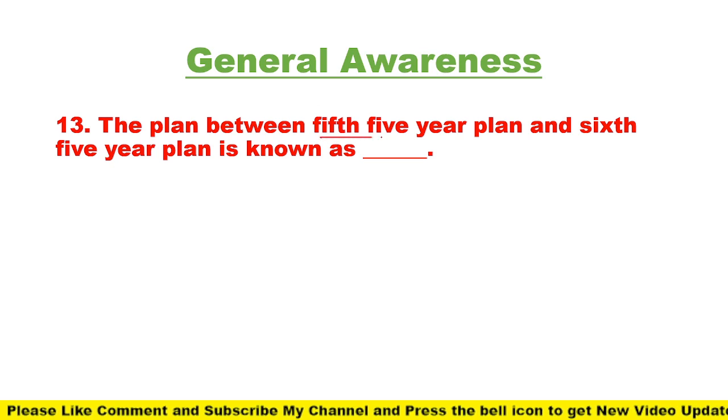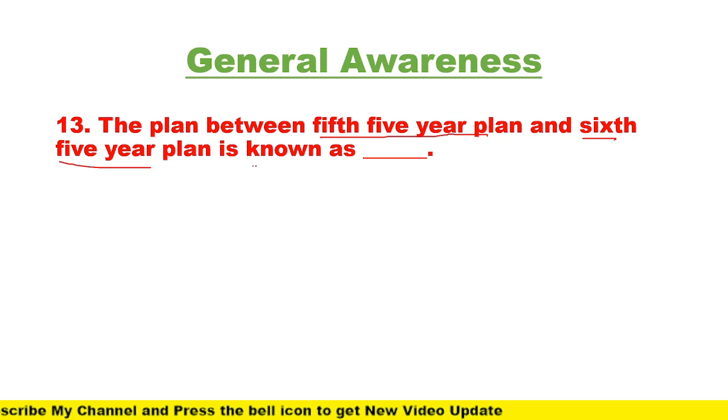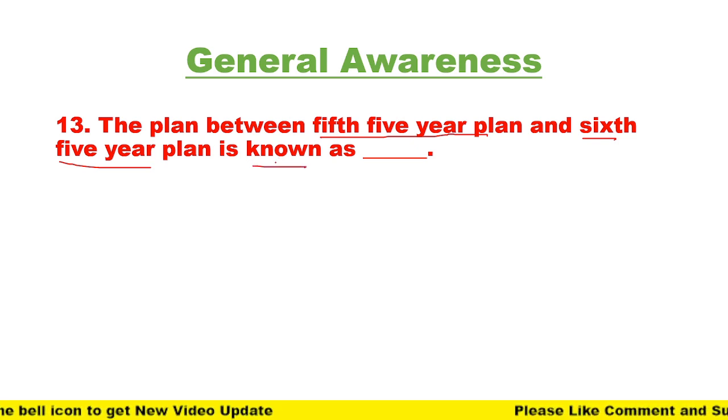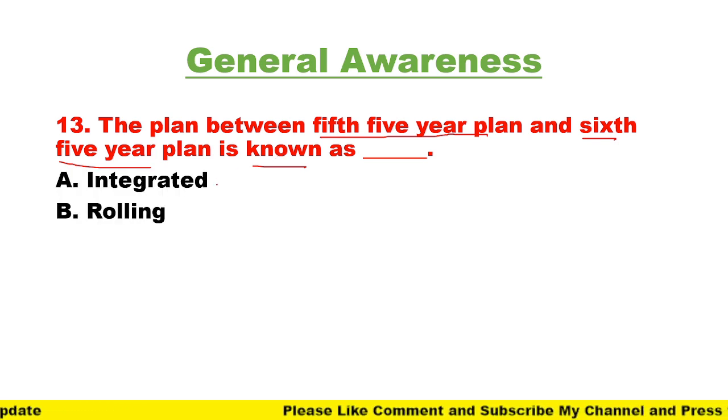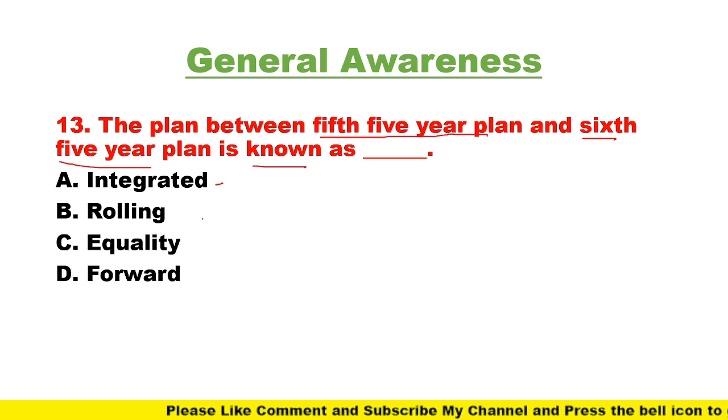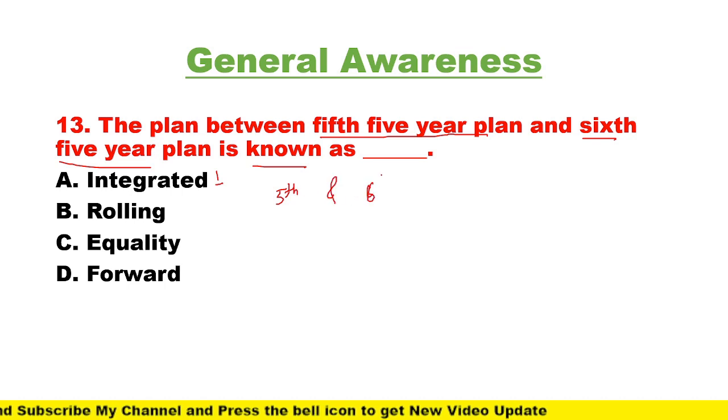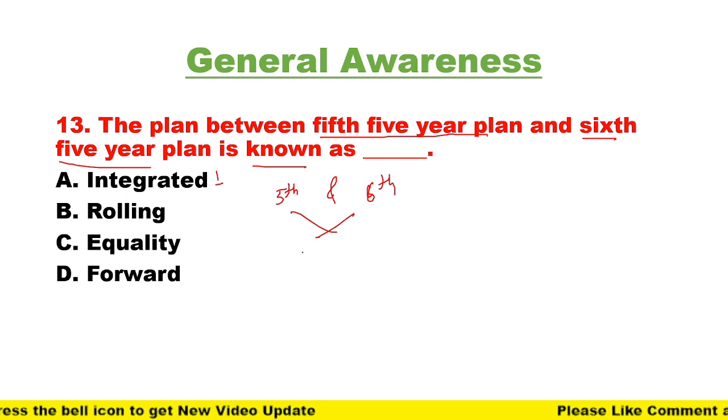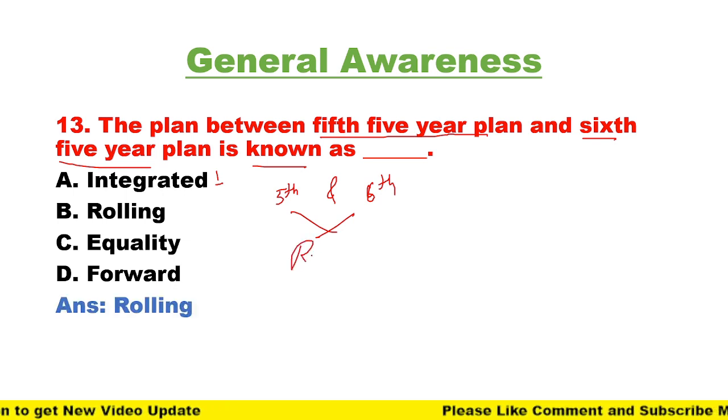The plan between the fifth 5-year plan and the sixth 5-year plan is known as. Let's see the options: integrated, rolling, equity, and forward. The plan between the fifth 5-year plan and the sixth 5-year plan, what do we know this as? Rolling.